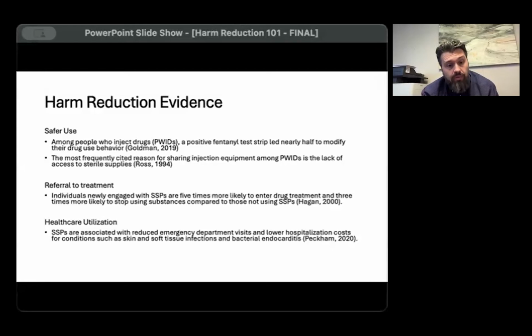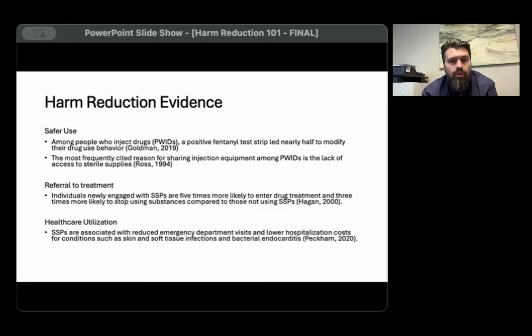There's been increased treatment engagement when they go to these places because they actually refer people to treatment. So you may get people referred to your clinic from one of these places. So they're great to actually start people up on MOUD or other treatment modalities. And then lastly, I think also really great from harm reduction is that it actually reduces healthcare utilization.